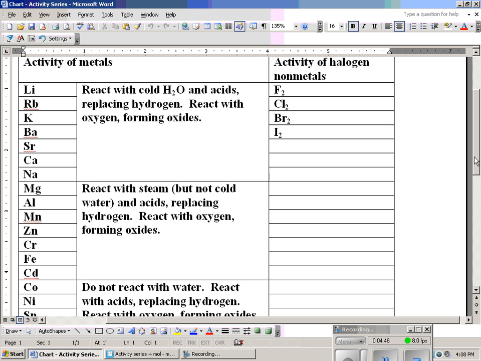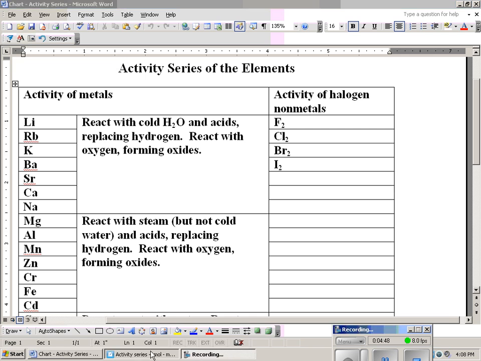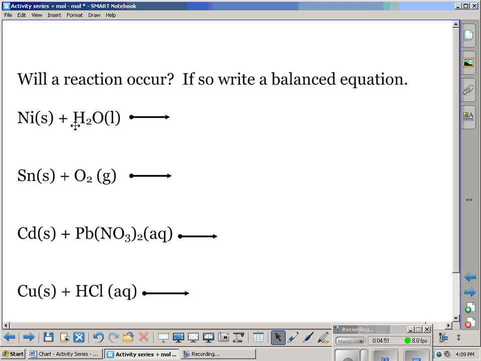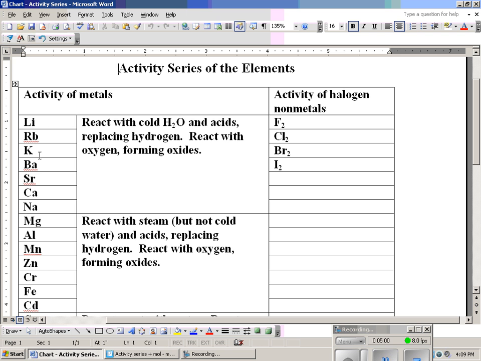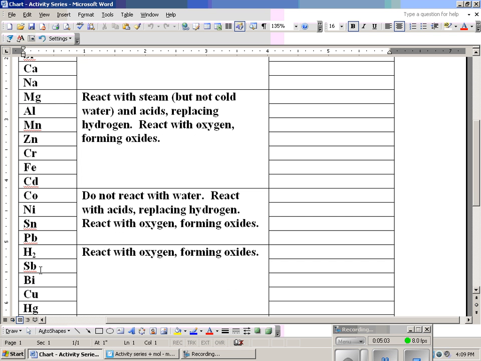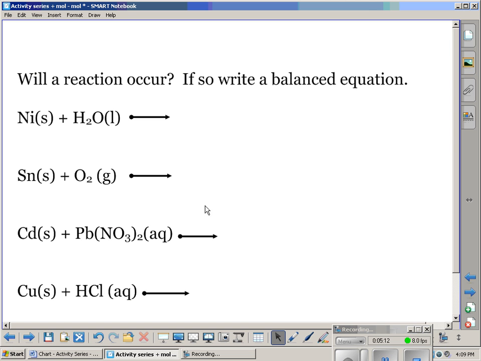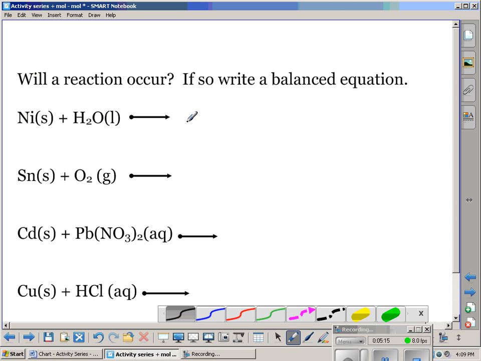Okay, so let's go back and look at some of those equations we had earlier. So we have nickel, and we're going to try and combine it with water, H2O in liquid form. So let's look at our chart. We'll look for nickel. We're just scrolling down until, here's nickel. So we look at this group. Do not react with water. Well, we don't need to read any further there, do we? So here we're going to have no reaction. Whoops, no reaction. I can write this.